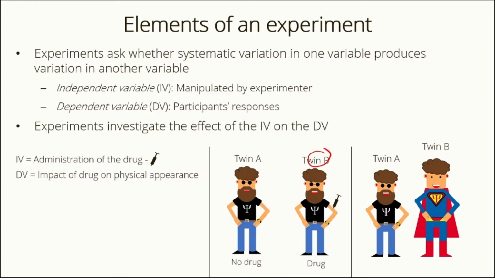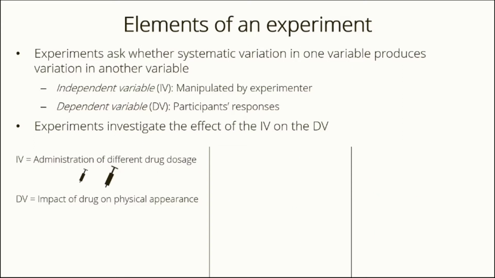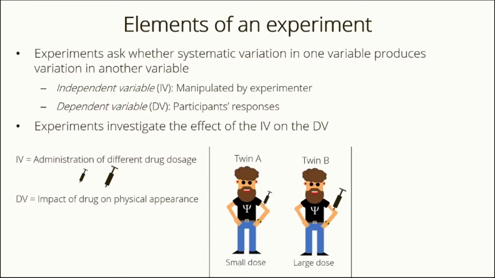So this is one way that we can look at systematic variation. Another way we might look at the IV: in the previous example, we had drug or no drug, but we can also administer different dosages of the drug. We can have a small amount or a large amount and see if that impacts physical appearance. We're using the same variable, which is a drug. The first one we had drug, no drug, and here we have small dose, large dose. So we can manipulate that independent variable while the dependent variable stays consistent. We're looking at physical appearance again.